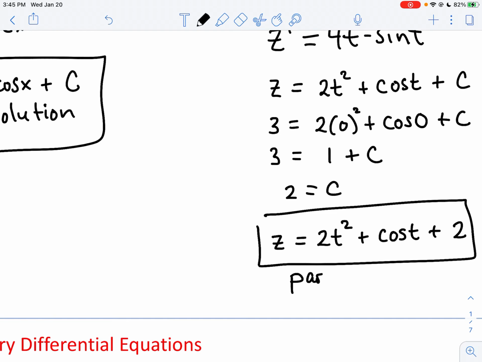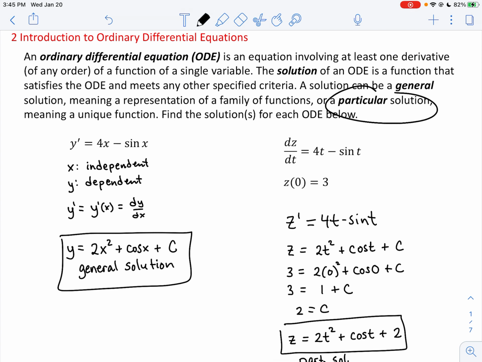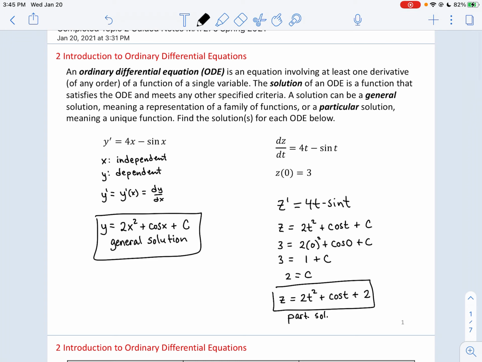Let's write that down. Particular solution, as defined right here. Particular solution. Now these are very simple ordinary differential equations, where all you had to do is just do a regular antiderivative of the independent variable to get the original function.